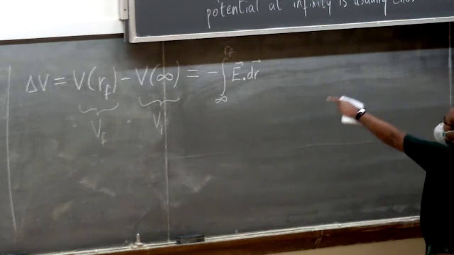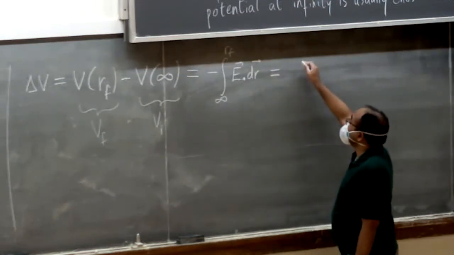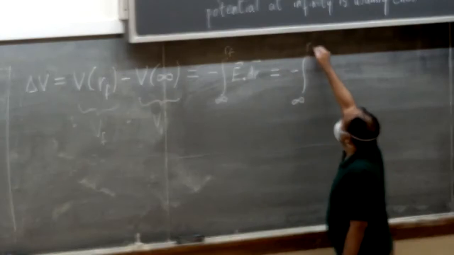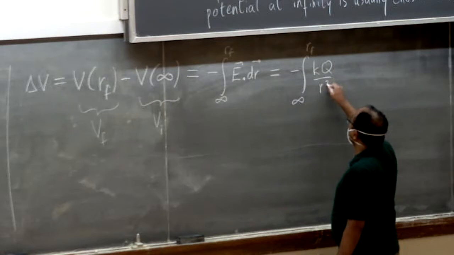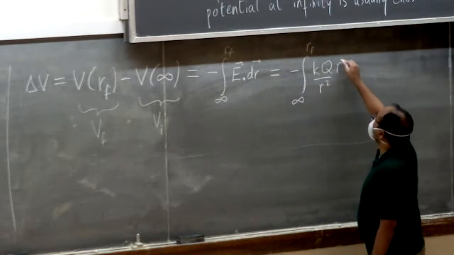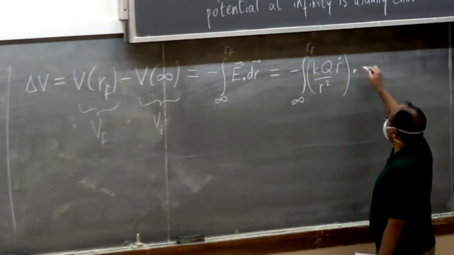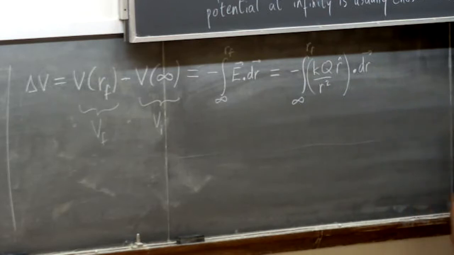Okay. So we have this, and we know what the electric field due to a point charge is. It is k Q over r squared r hat. We have this.